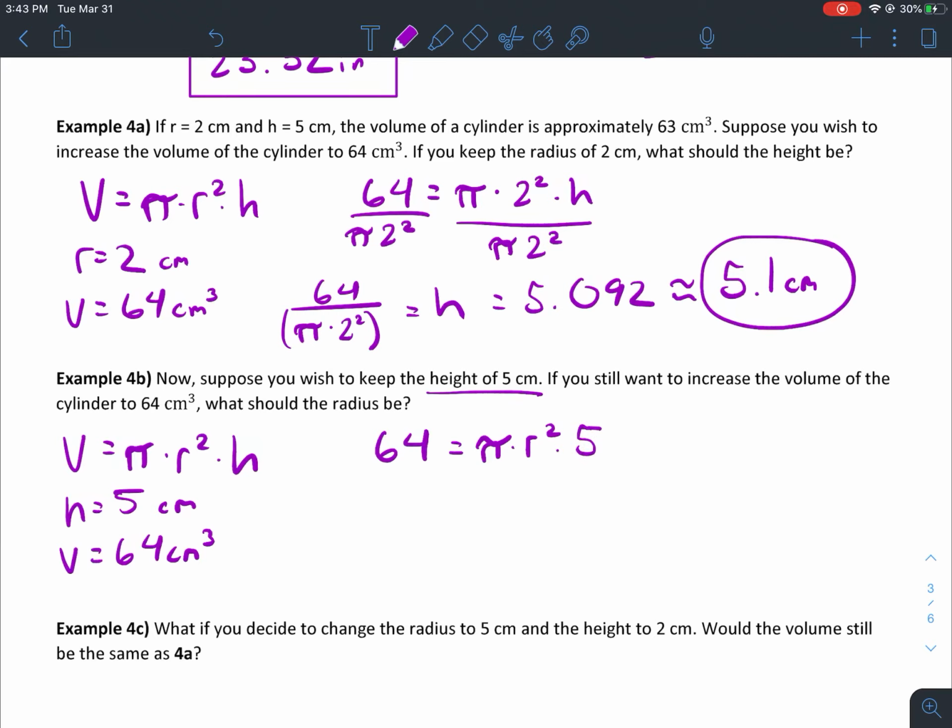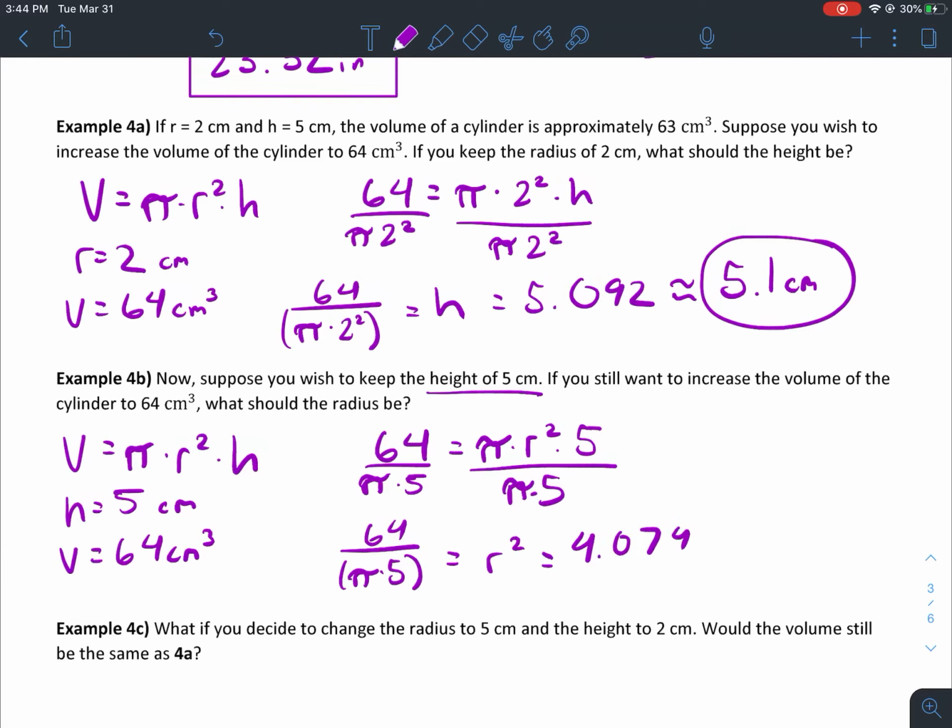So now we need to solve for the radius. So we're going to get rid of everything but the radius squared. Move it to the other side. Isolate the radius. So we're going to divide by pi times 5. So we can plug that into our calculator: 64 divided by pi times 5. And that's going to equal our radius squared. So when you plug that in, you should get that radius squared is equal to 4.074, and it's a very long decimal, so we'll just go ahead and leave it there.